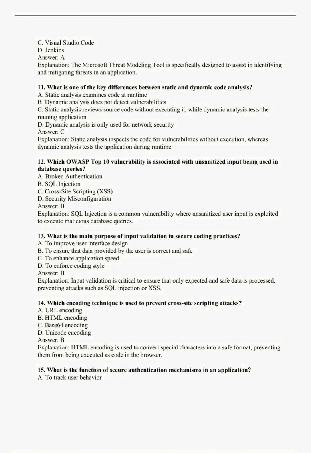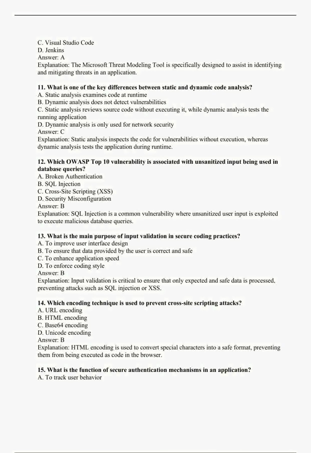13. What is the main purpose of input validation in secure coding practices? A. To improve user interface design. B. To ensure that data provided by the user is correct and safe. C. To enhance application speed. D. To enforce coding style. Answer: B. Explanation: Input validation is critical to ensure that only expected and safe data is processed, preventing attacks such as SQL injection or XSS.